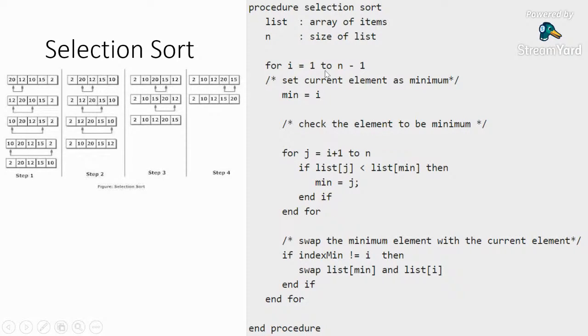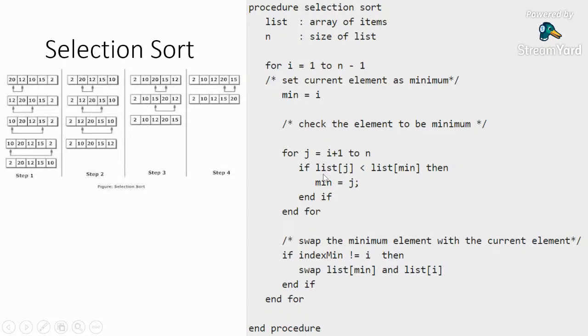So here n is 5. This is running from 1 to 4, meaning 4 times. When the value of i is equal to 1, we are talking about this step. When the value of i is equal to 2, we are talking about this step. When the value of i is equal to 3, we are talking about this step. And when the value of i is equal to 4, we are talking about the last step. Okay, we are considering the index. So the minimum index is stored in the min variable, and initially it is i, and we start from i plus 1 till n.